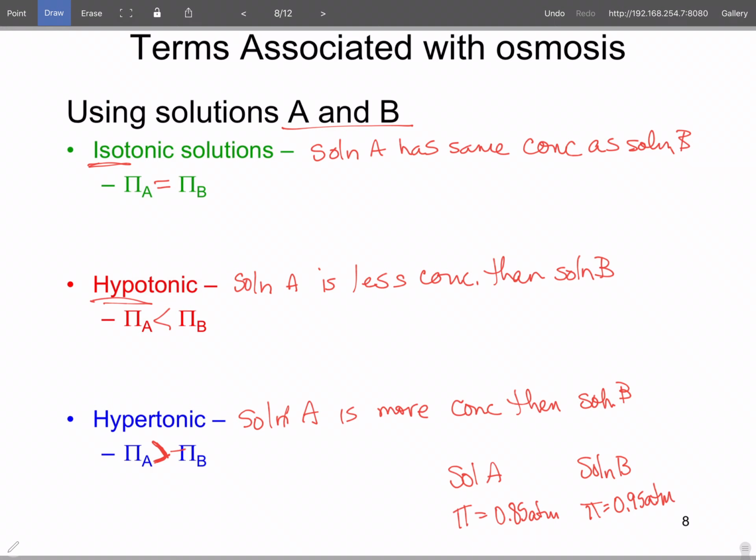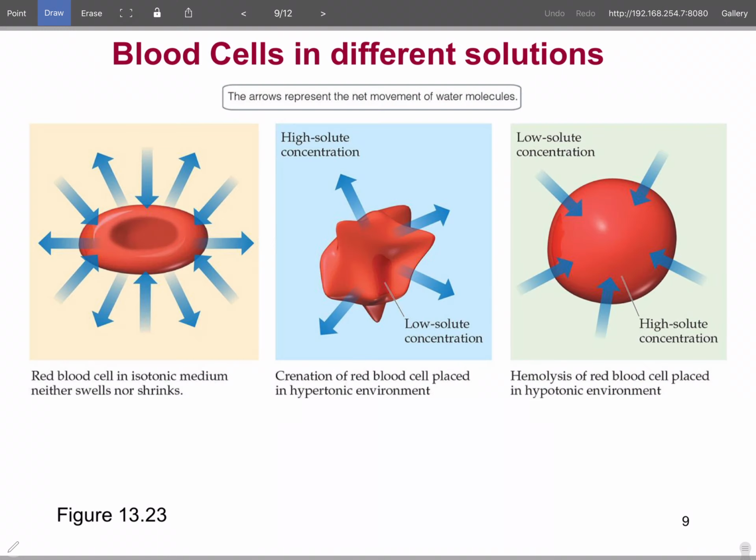So what's the right answer? Tomato, tomato. It depends upon which one you're starting with and looking at. So be very aware that whichever solution they're asking you to start with, you want to compare that to the second solution. Okay? So why do we care?